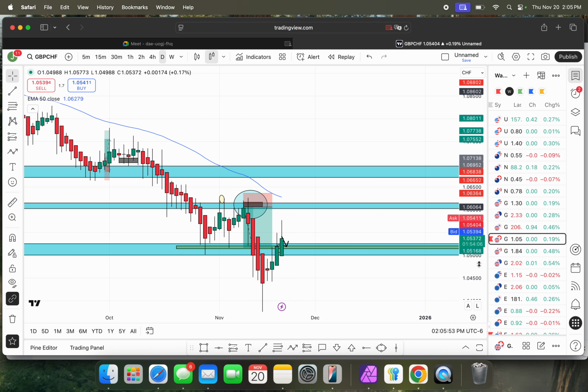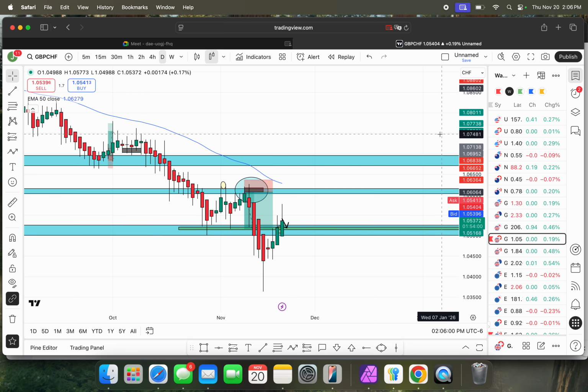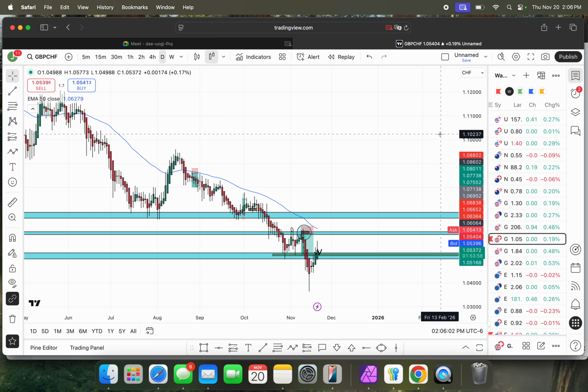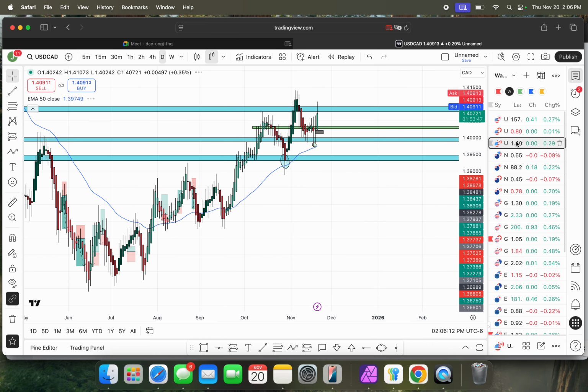That's another confirmation. So you want me to look for pairs that are on the same trend on the 4 hour and the daily? Yep. That's why it's important you go through and mark them. Like USD CAD already took off.